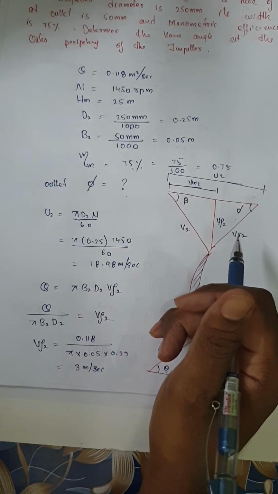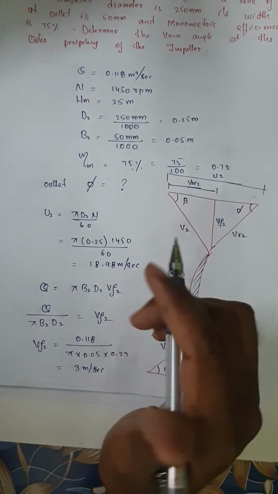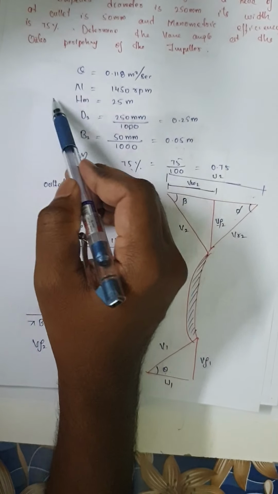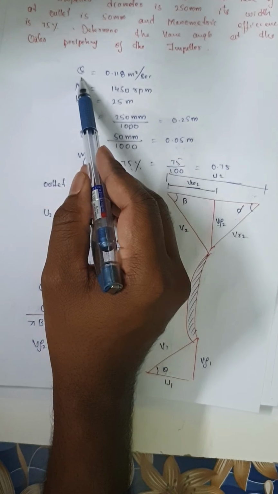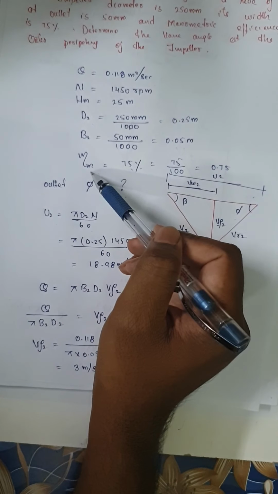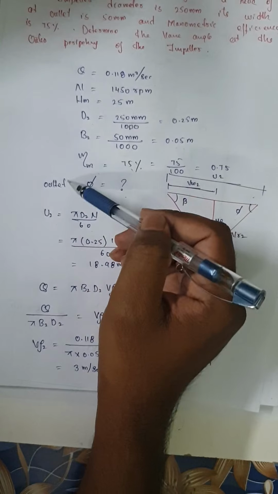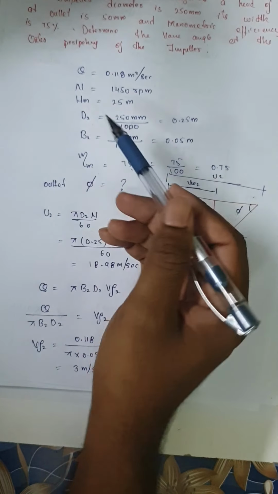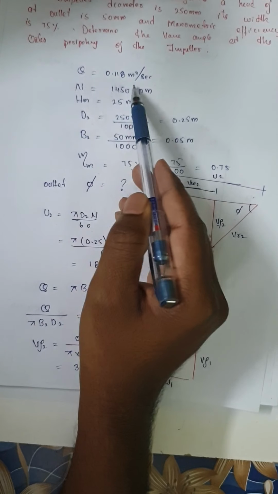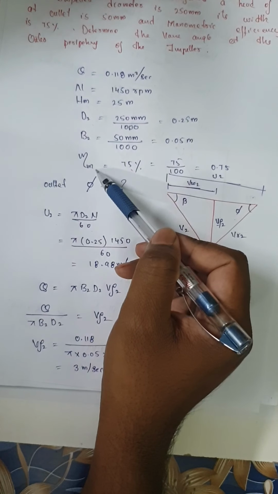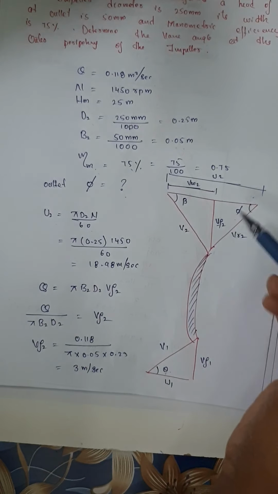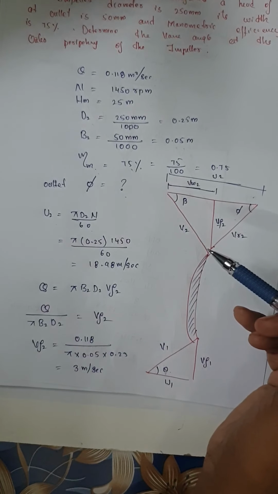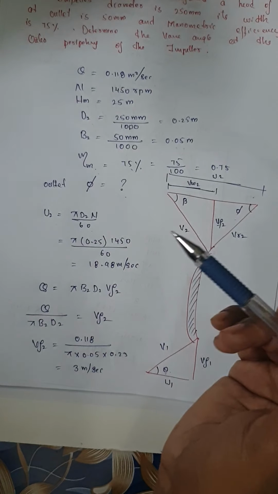So what you have to do is focus on the given data. As you can see here, discharge is given and manometric efficiency is given. For discharge I have a formula, and for manometric efficiency I have a formula. I gave you 4 to 5 formulas. With the help of this diagram I can't solve that one, so it is better to focus on the given data.